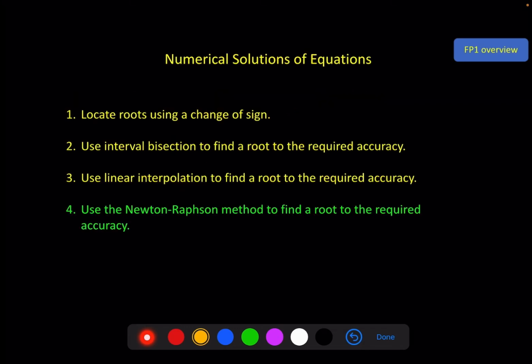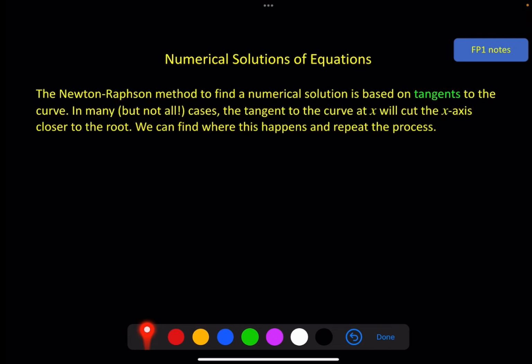Okay, so far in this chapter we've done locating roots with a change of sign, interval bisection, linear interpolation. Now we've got the Newton-Raphson method to do pretty much the same thing in a different way. This is all about tangents, because in many, but not all, we'll come back to that, in many cases the tangent to a curve at x will cut the x-axis closer to the root. We can find where it happens and repeat the process.